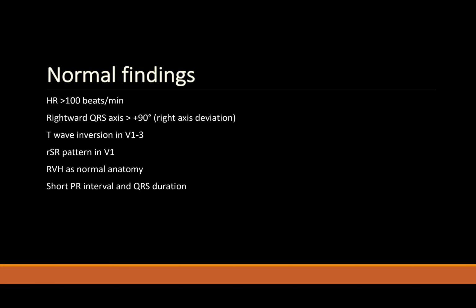And these are the normal findings that we can expect from the pediatric ECG. A heart rate of more than 100 beats per minute, which is normal for children. A rightward QRS axis of more than 90 degrees, or we say right axis deviation, T wave inversion in V1 to V3, an RSR pattern in V1, right ventricular hypertrophy as normal anatomy, and also a short PR interval and QRS duration. Next.